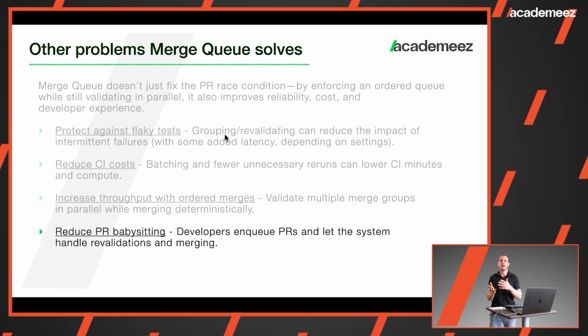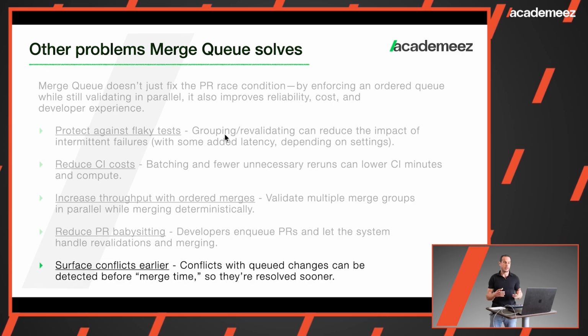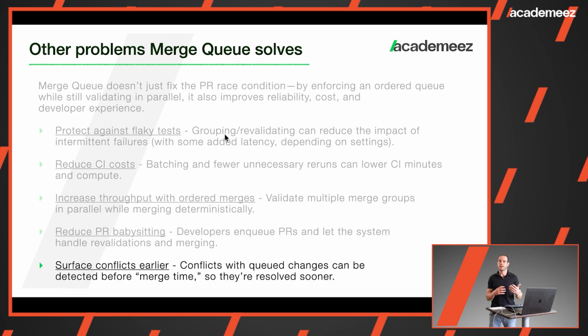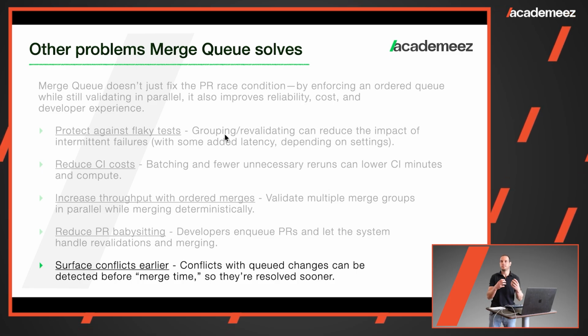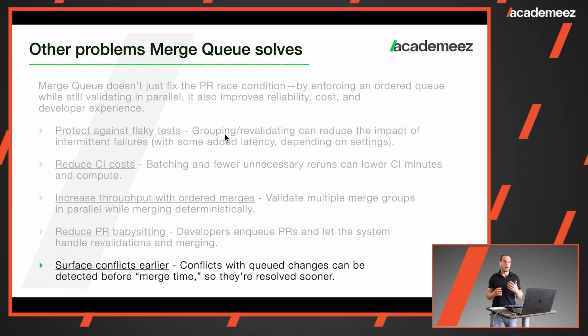Reduce PR babysitting. We talked about the PR problem that you have to babysit your PR, always rebase and run checks again. So it helps you solve this. It also detects conflicts faster because you're in a queue. You can understand quicker if you're going to have conflicts either with the main or other PRs that are going to be pushed ahead of you. So those are other problems that Merge Queue helps to solve.